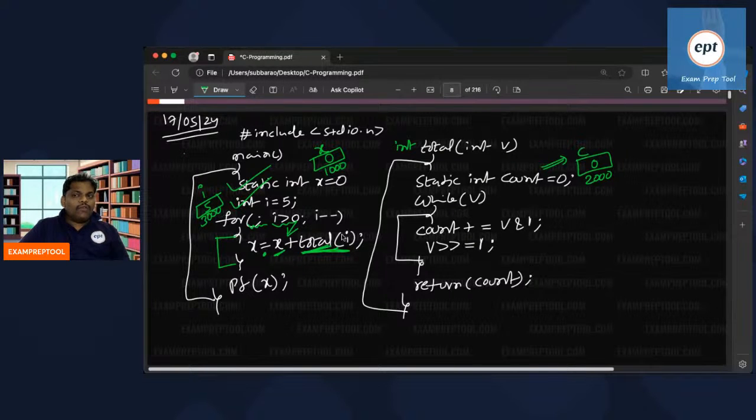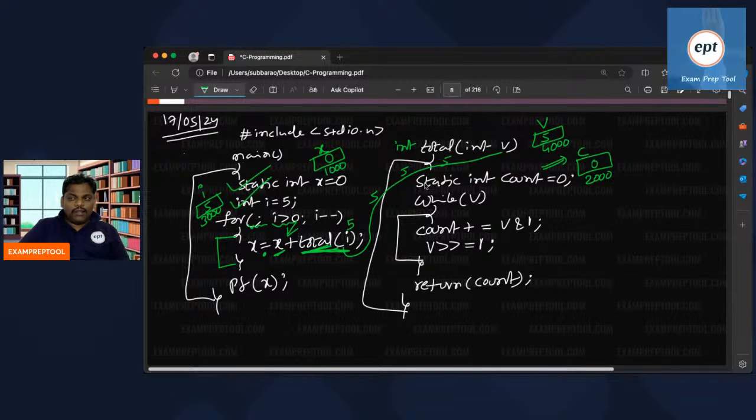Remember, i value 5, so total of 5 is called. Careful, total of 5 is going. So the v value is 5. Remember, v is a local variable. Its value is 5 and its address may be 4000. So int v has value 5, address 4000, everything fine. Now I am running the total function.